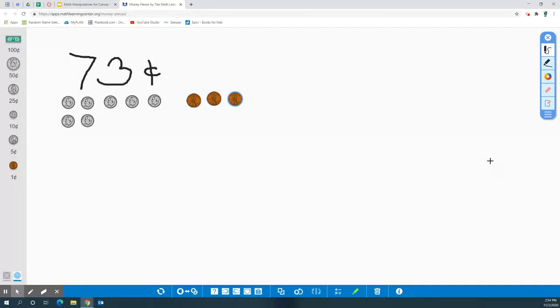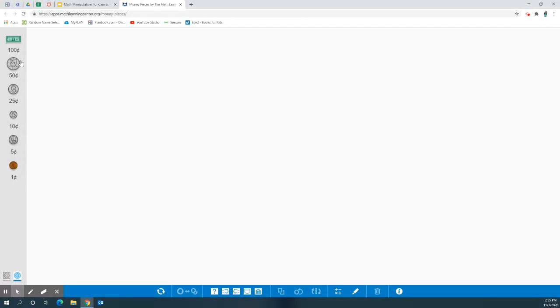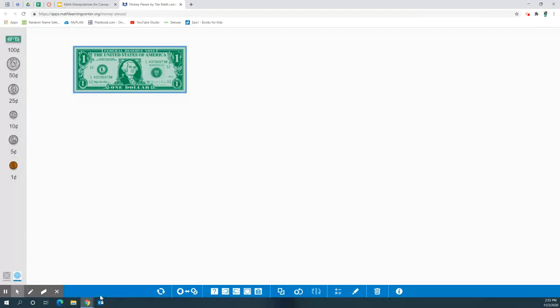So we're going to practice using coins, but sometimes our coins are going to get a little bit over 100. So let's start talking about the dollar. Here's my $1 bill. I want you to think, how many tens or dimes are in a $1 bill? I'm not too sure. Let me ask you this.